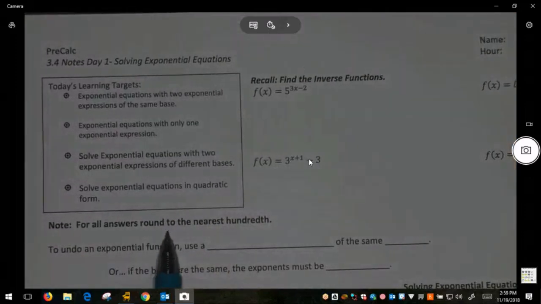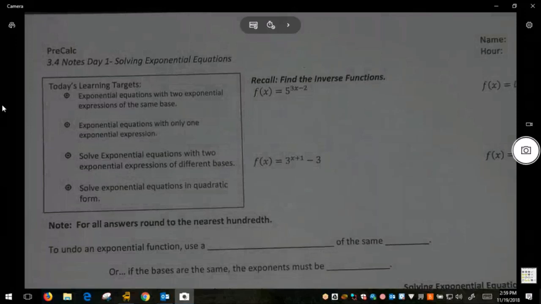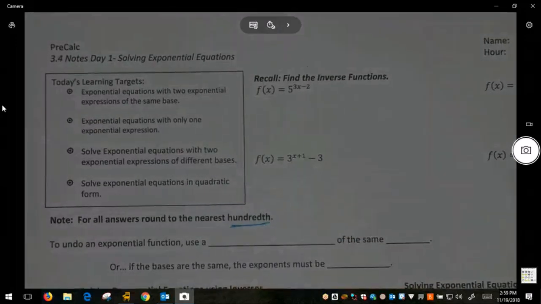For all answers, we're going to round to the nearest hundredth. Normally we'd round to the nearest 10,000th place, but they're giving us direction here, which is 4 decimals out. To round to the nearest hundredth, so 2 decimals out.